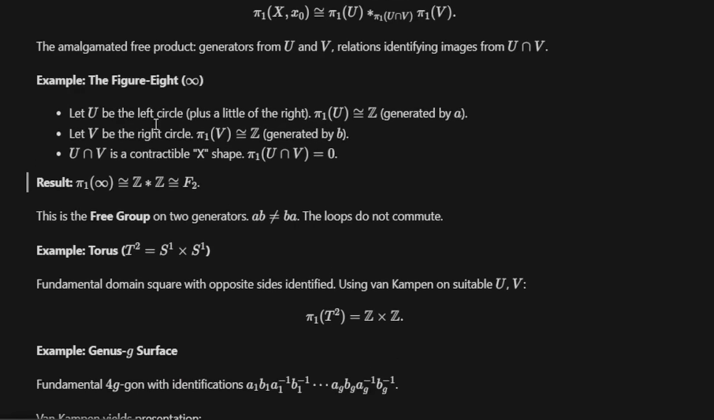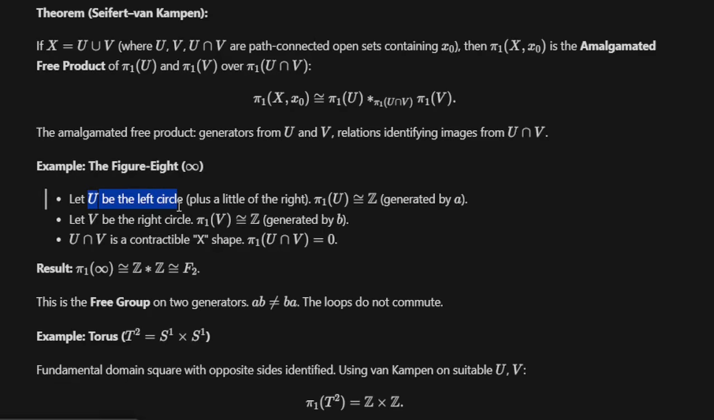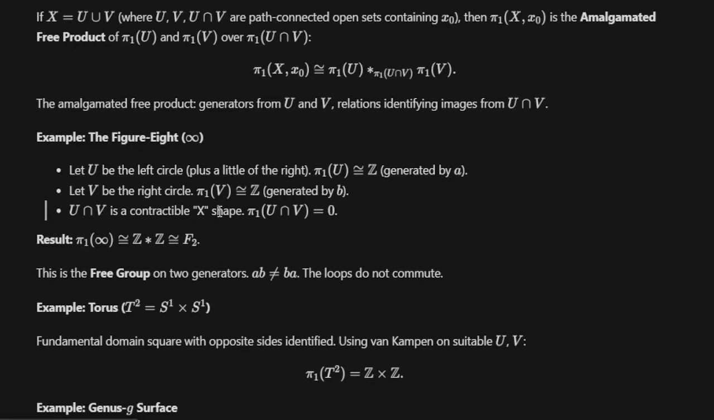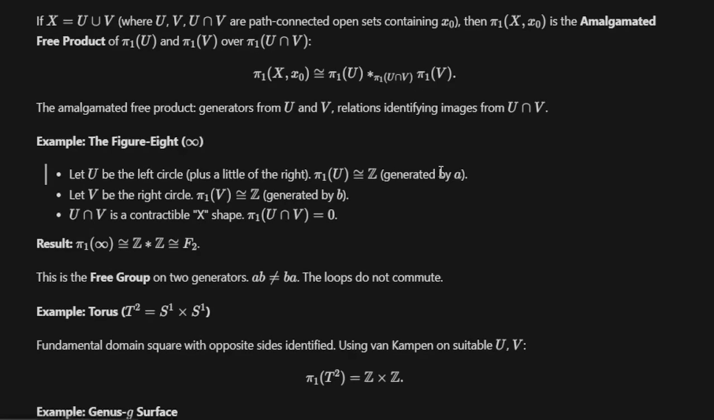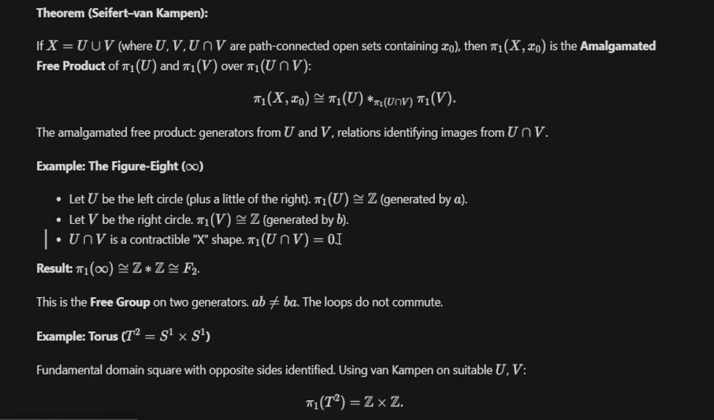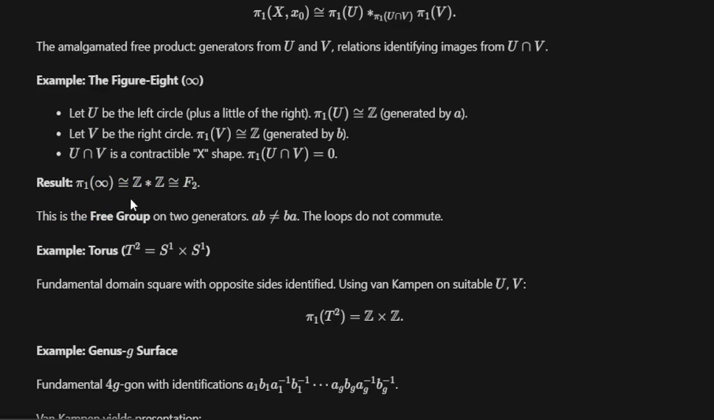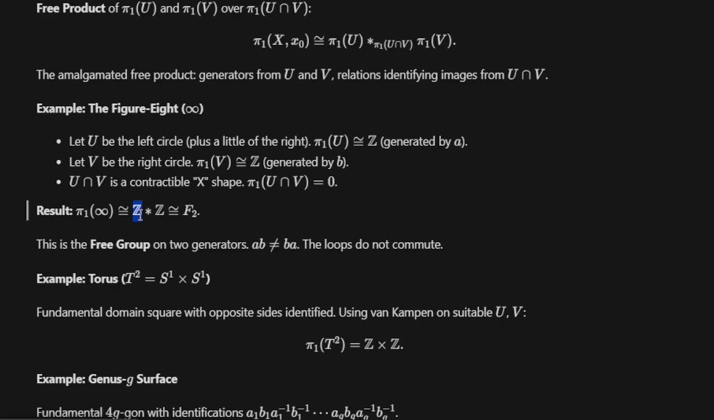All right, the figure eight. We can look at the figure eight topology if we say let U be the left circle, plus a little of the right, and then of course the group structure of U would be isomorphic to the integers. It's just a winding number, right? Let V be the right circle, generated by some B. Then the intersection is a contractible X shape, and so the group structure of the intersection is 0. So the result is that the fundamental group of the figure 8 is isomorphic to the free group on two generators A and B, where A times B is not equal to B times A, and the loops do not commute.